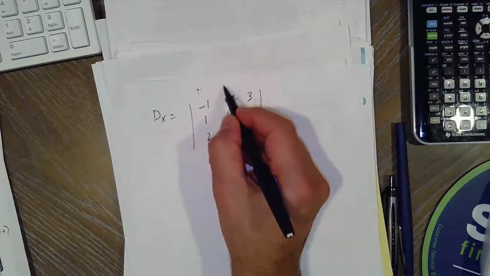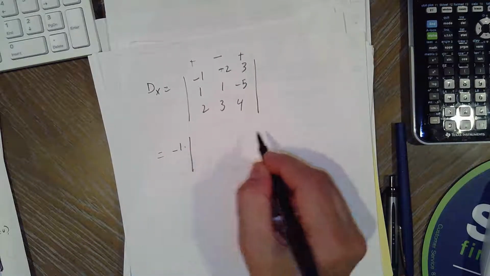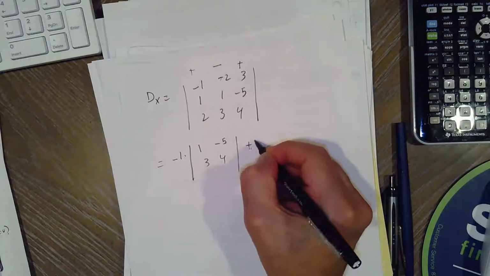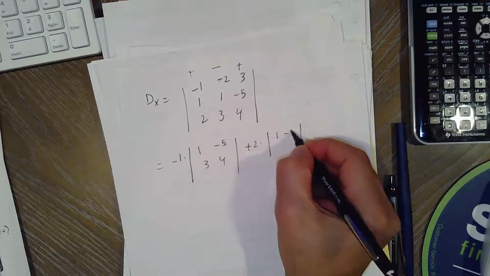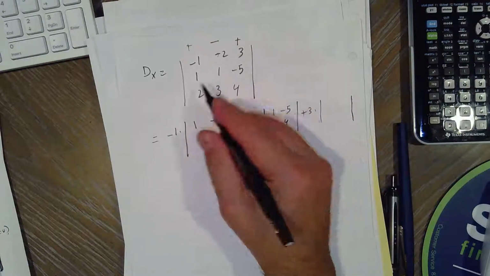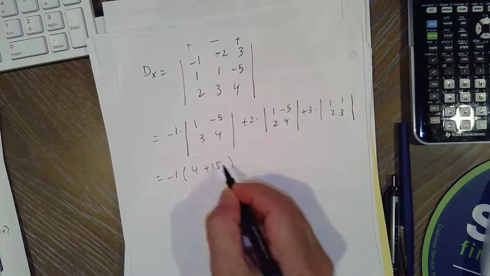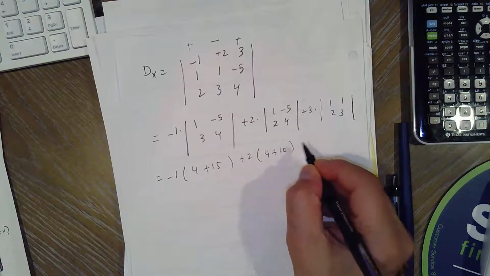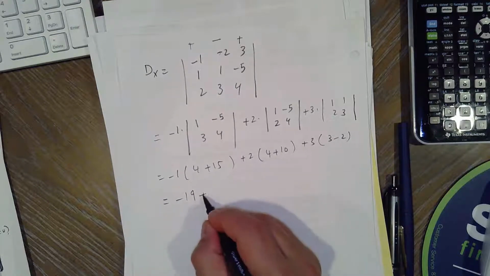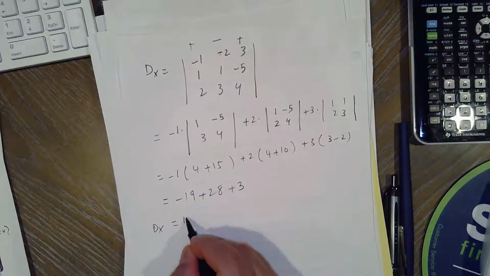So again, keep the sign of negative 1, opposite of negative 2, keep the sign of 3. So negative 1 times the minor, which is 1, negative 5, 3, 4. Opposite of negative 2, that's 1, negative 5, 2, 4. And then plus 3, 1, 1, 2, 3. So this is negative 1, and then 4 plus 15, 2, 4 plus 10, plus 3, 3 minus 2, negative 19, 28, and then 3, and dx is 12.